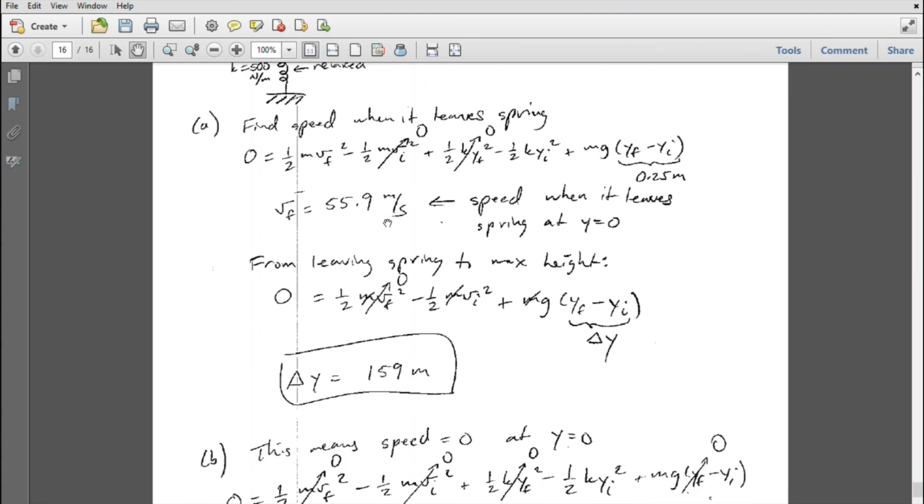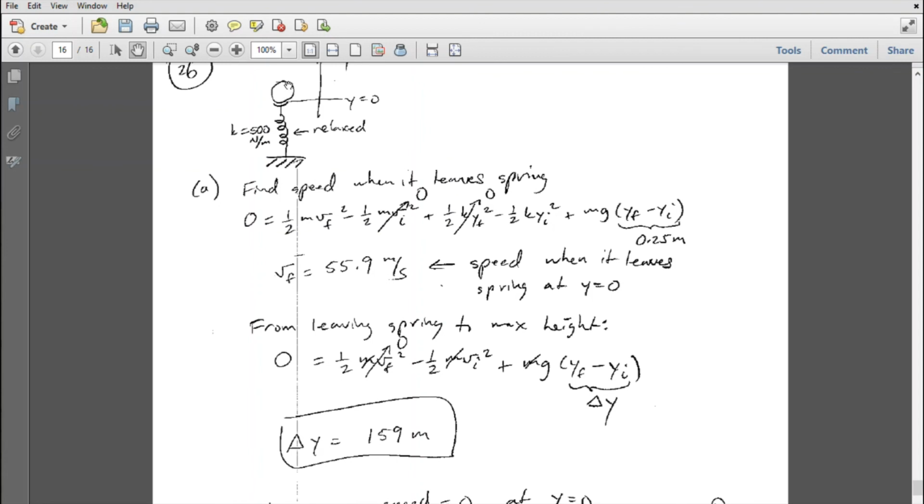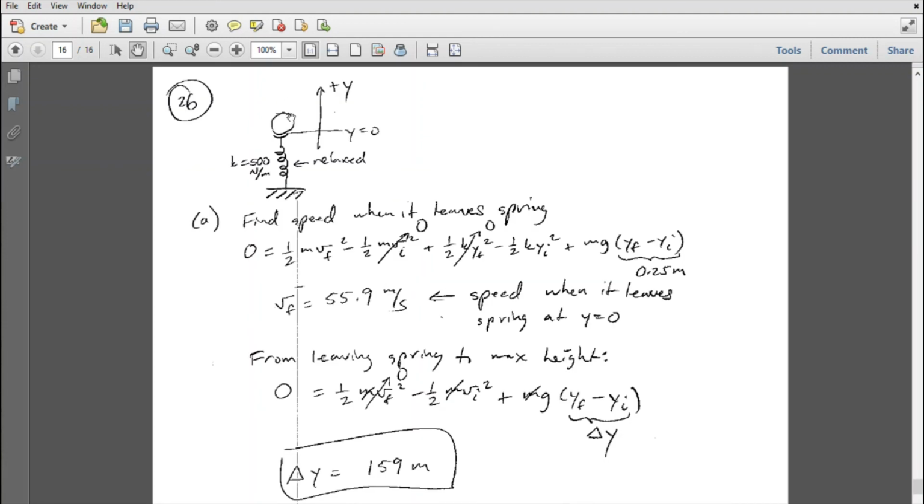So if that's the speed it has when it passes this height right here, then we could either use a little kinematics calculation or do work kinetic energy, the work energy relationship with this being initial and the final being at the top. There's actually an easier way to solve this problem.